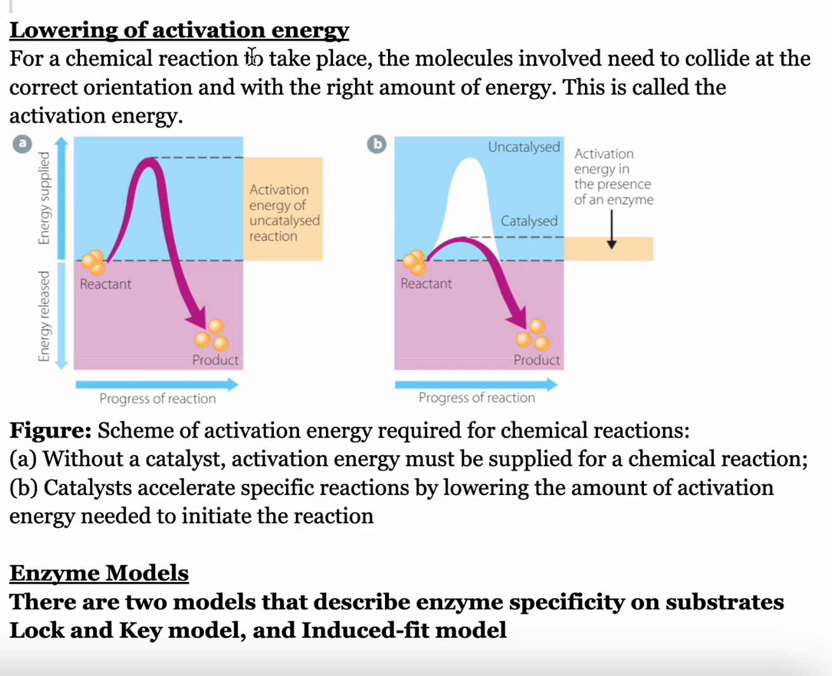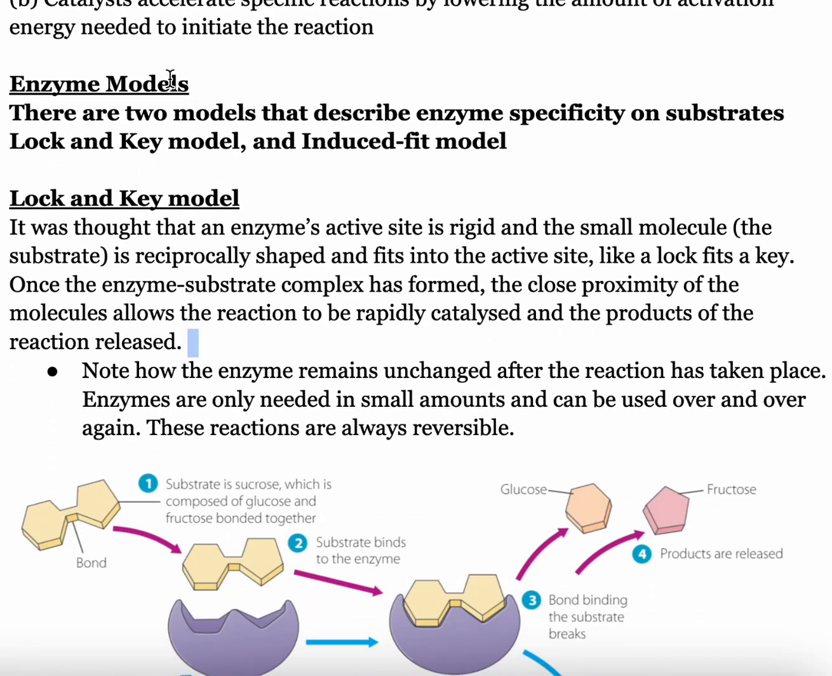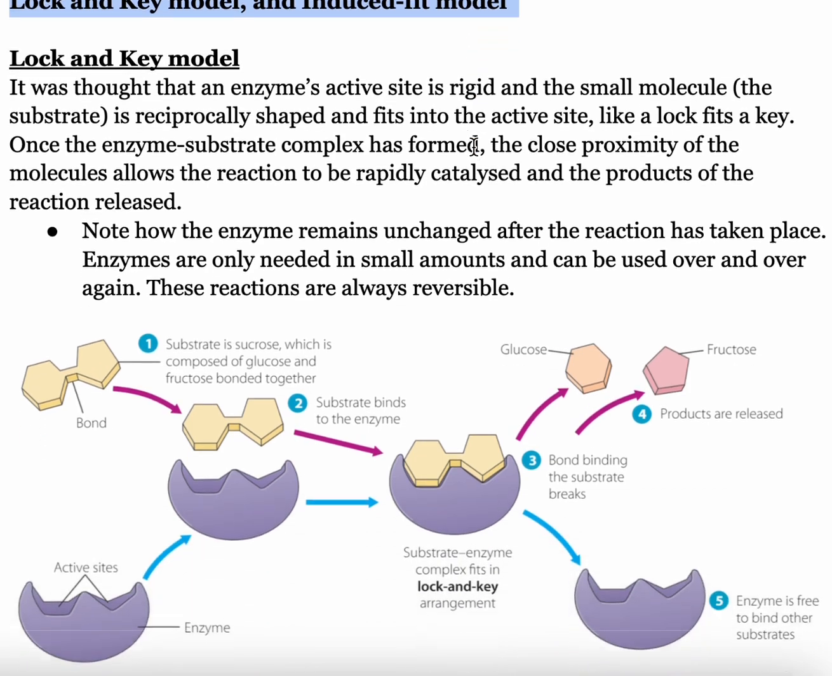For a chemical reaction to take place, the molecules involved need to collide at the correct orientation and with the right amount of energy. This is called activation energy. So as you can see, uncatalyzed, it's a lot of energy, but if you catalyze it, it's very little. So for enzyme models, there are two models to describe enzyme specificity. These are the lock and key model and the induced fit model.